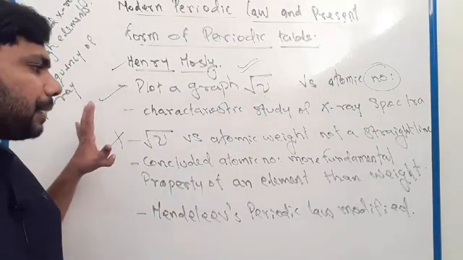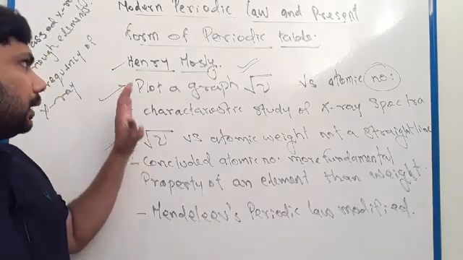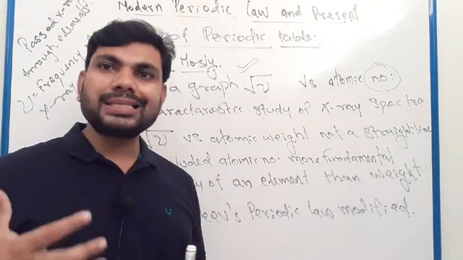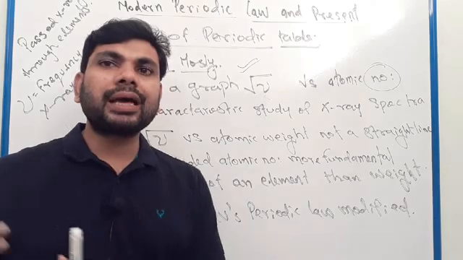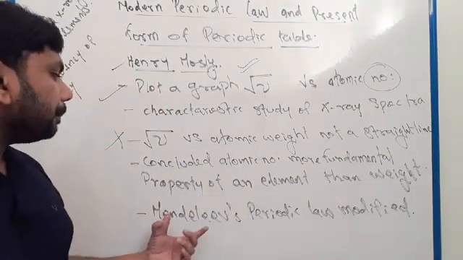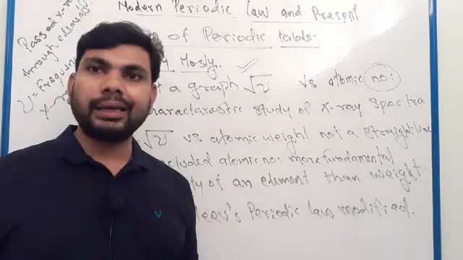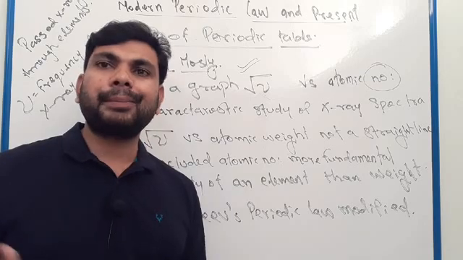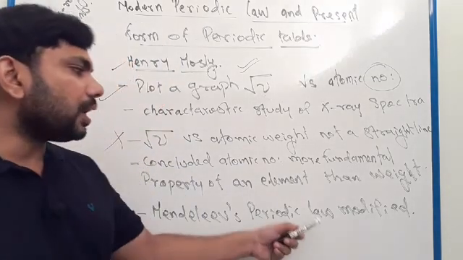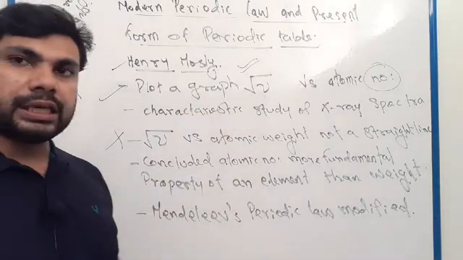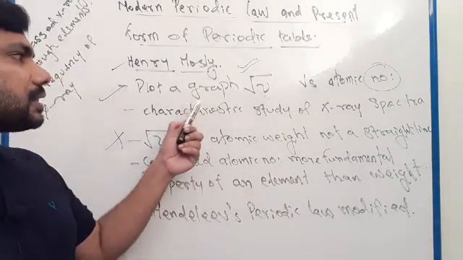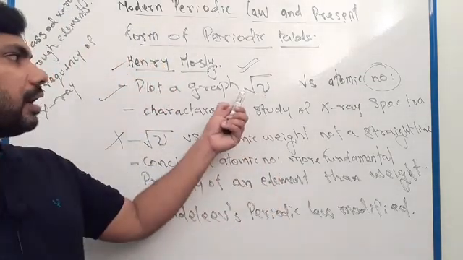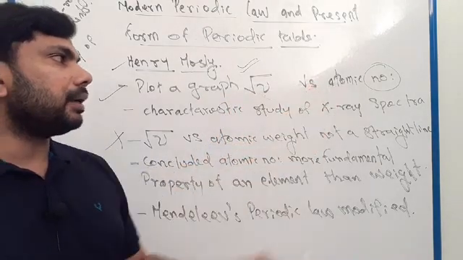Clear. So based on this, Henry Moseley proved that the properties of elements are based on their atomic number, not on atomic weight. That's why Mendeleev's periodic law was modified. Mendeleev said the properties of elements are periodic functions of their atomic weight. So it was modified by Henry Moseley. His study was that he passed X-rays through different elements and plotted the graph root nu against atomic number.